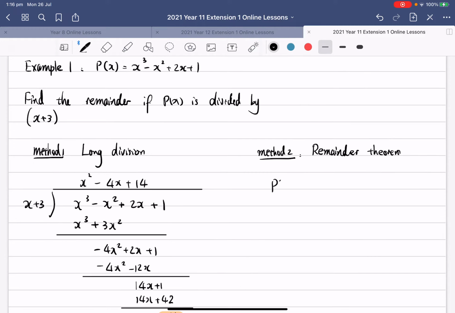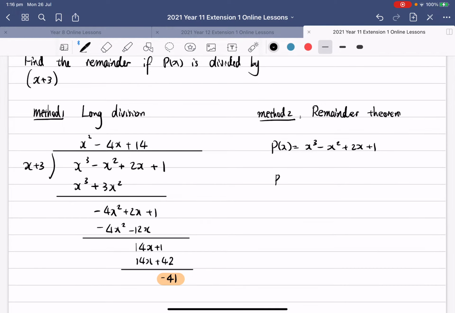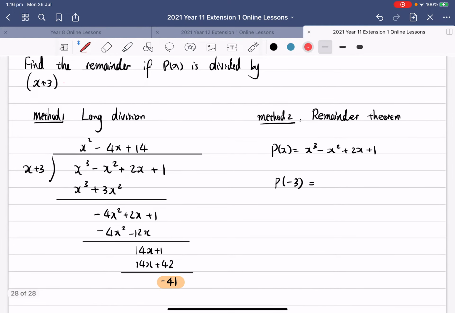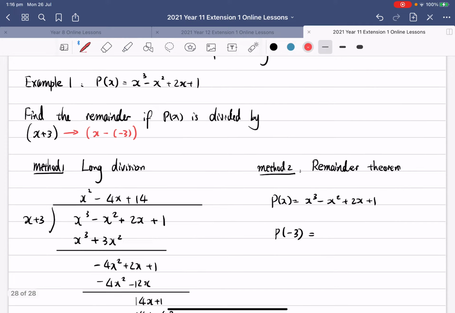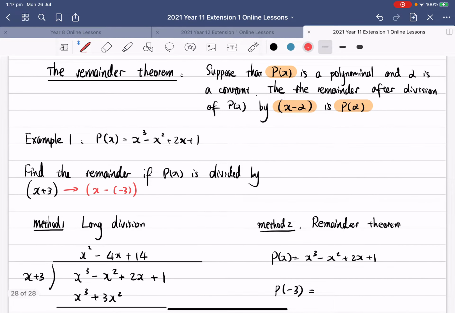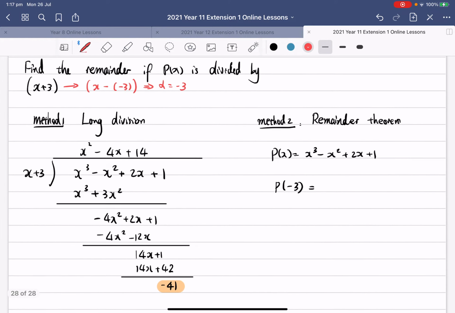So let's just see. We've got p of x equal to x to the power 3 minus x squared plus 2x plus 1. Now, if we substitute p of negative 3 inside, the reason it's negative 3 is because we can change that factor into x minus negative 3. So the number we need to substitute, according to the theorem, is alpha equal to minus 3. That's the reason. So if we substitute minus 3 inside, we get minus 3 to the power 3, minus minus 3 to the power 2, plus 2 times minus 3, plus 1.